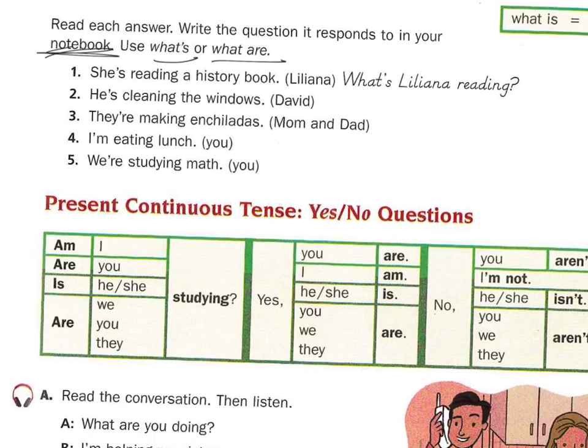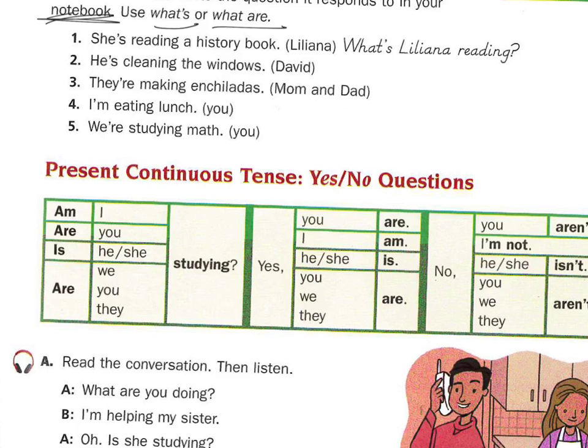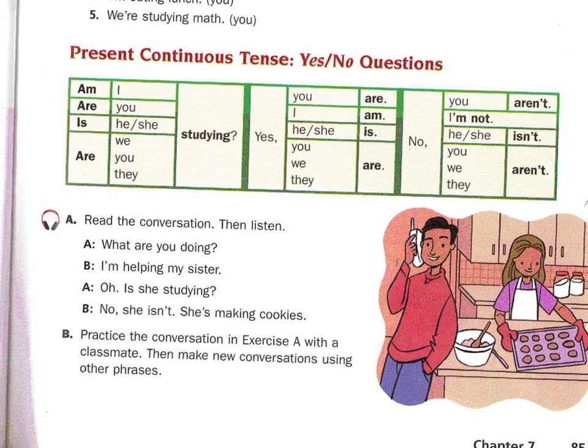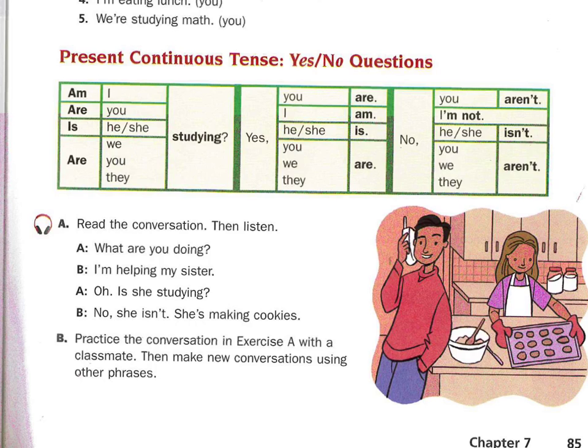Make sure you've written that down. You're writing down the questions. Present continuous tense, yes or no questions. Write this down in your notes. Practice saying it with me. Am I studying? Yes, you are. No, you aren't. So for are not, we say aren't.